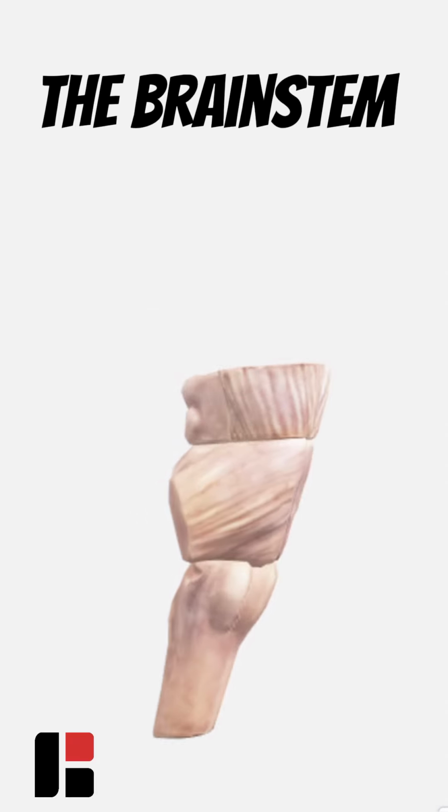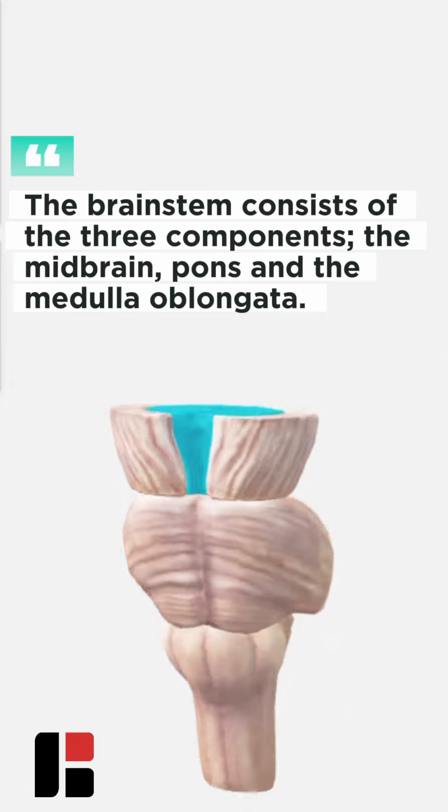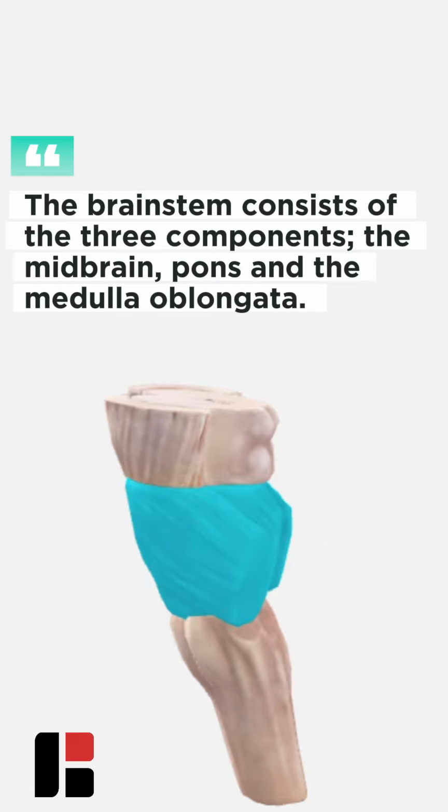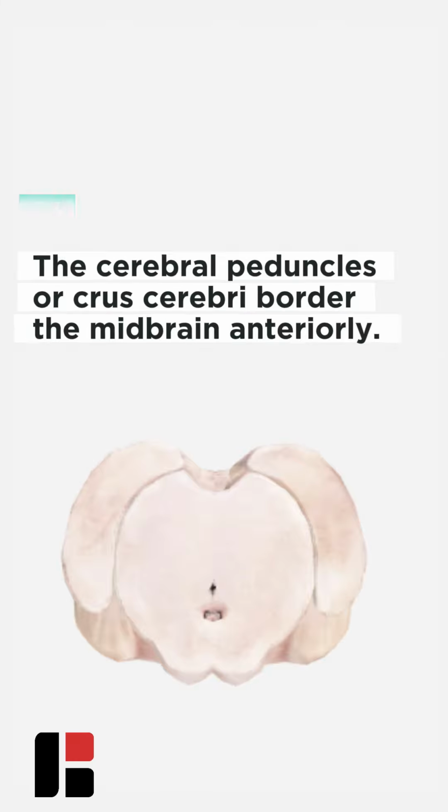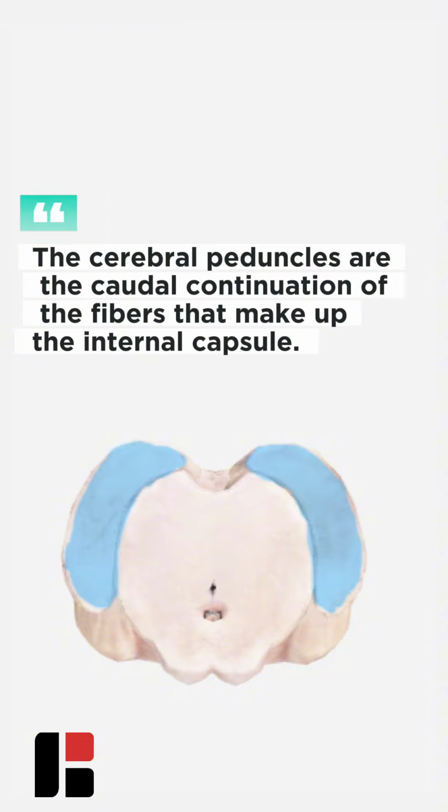Today, we'll look at the brainstem. The brainstem consists of three components: the midbrain, pons, and the medulla oblongata. The cerebral peduncles, or crus cerebri, border the midbrain anteriorly. These are the caudal continuation of the fibers that make up the internal capsule of the cerebrum.